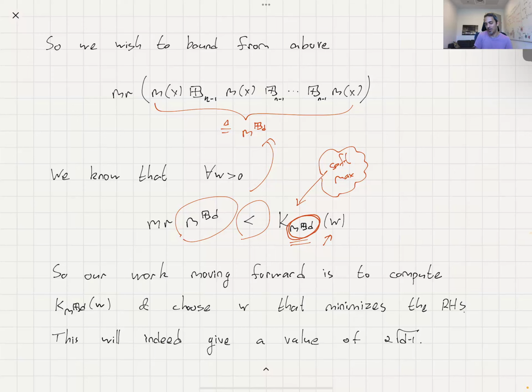And what's going to happen is that we are going to understand this K transform, and we're going to see that some specific W gives you a value here, which is 2 square root of d minus 1. Okay, that's what's going to happen in the next 4 slides. And that would conclude the proof if you collect everything we did so far.